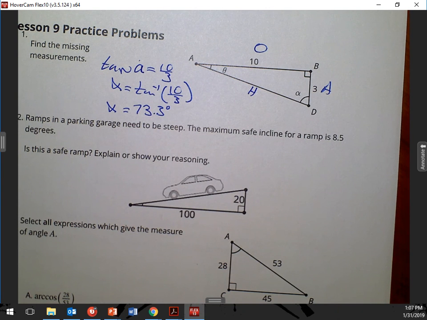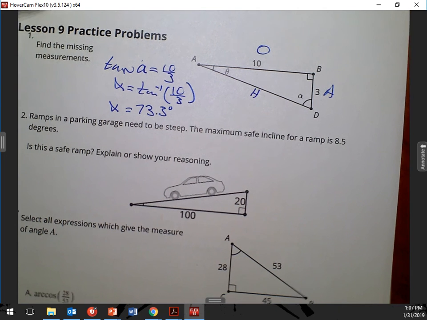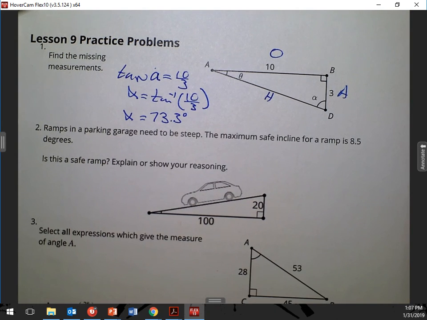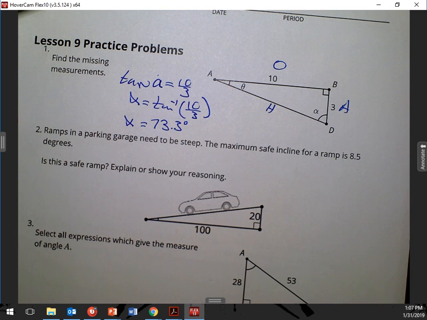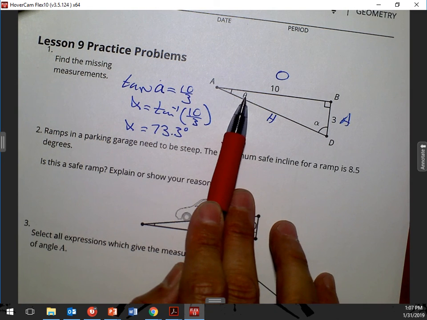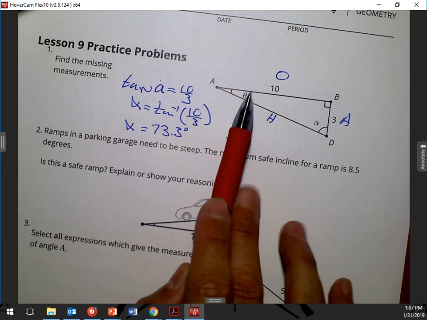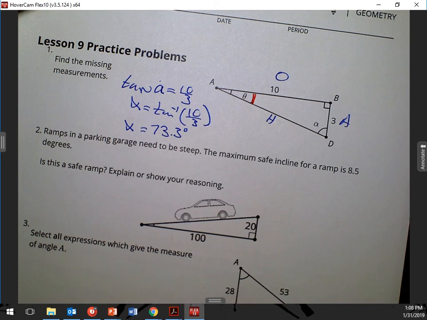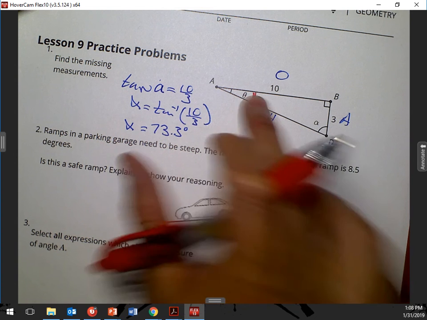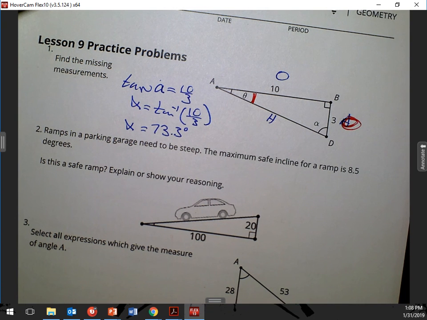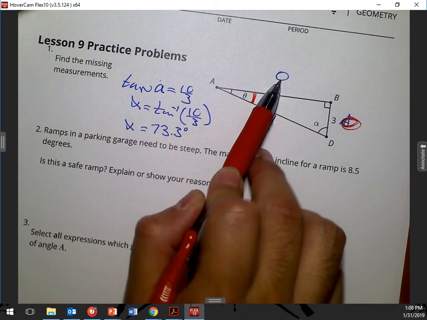Now I'm going to do the next one in red. Same problem though. From this angle right here, 3 is going to be opposite, so I'm going to put an O over here. And that's why I changed colors. This side over here is adjacent.